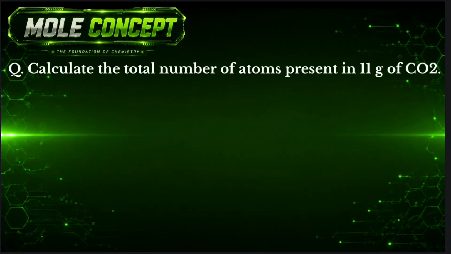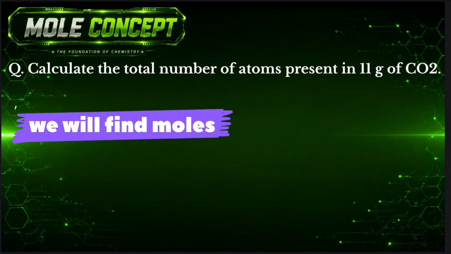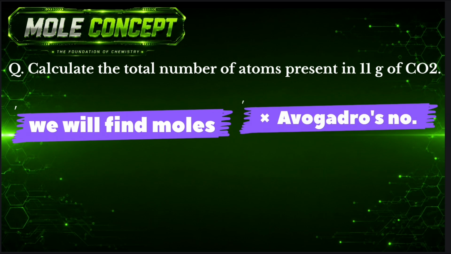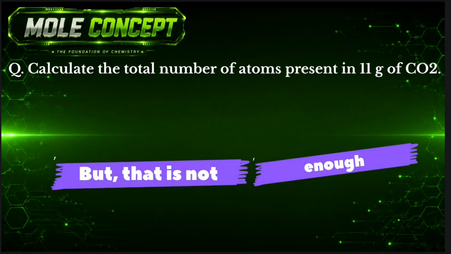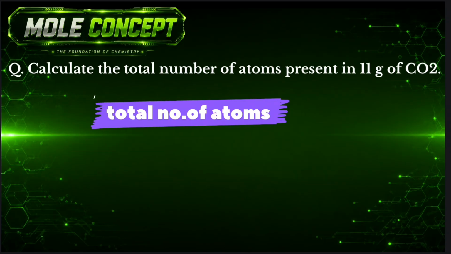Calculate the total number of atoms present in 11 grams of CO2. To solve this question, there is a twist. We will find moles, then multiply by Avogadro's number, but that is not enough because the question is asking for atoms, not molecules. So we will first find the total number of atoms and then proceed.